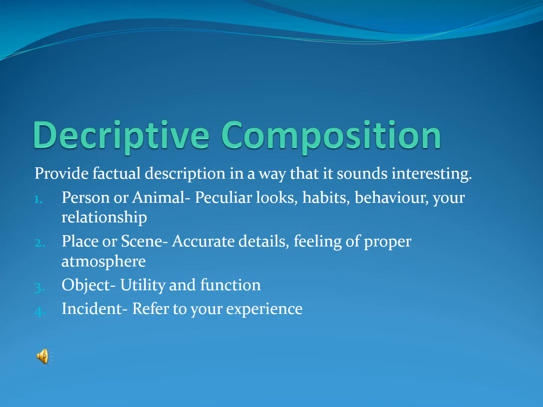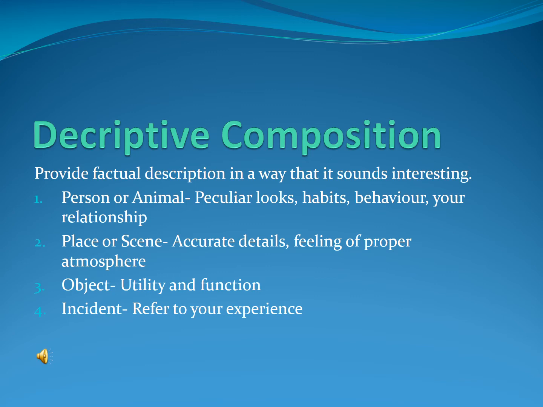If you have selected descriptive composition, then you have to provide factual description in such a way that it sounds interesting. For example, if you are writing about a person or an animal, then you have to mention his or her peculiar looks. You can mention his or her habits, behavior, and your relationship with that person or animal. If you are describing a place or scene, then try to give accurate details.